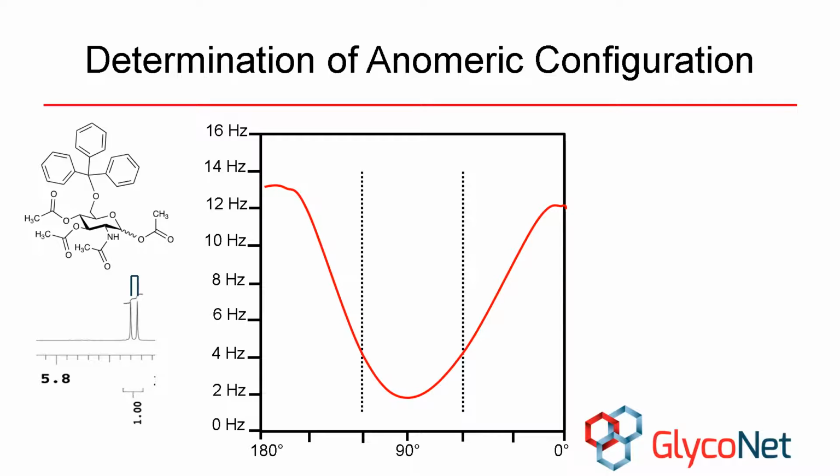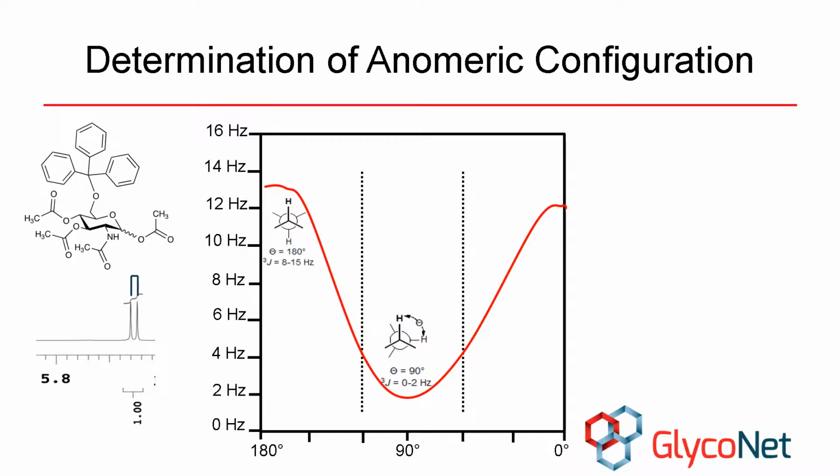When the torsional angle between 2 protons is 180 degrees, or the hydrogens are antiperiplanar to one another, we see very large coupling constants, typically between 8 and 15 Hz. As the angle between the hydrogens decreases to 90 degrees, the coupling constant also decreases. At 90 degrees, the coupling constant is at its lowest, between 0 and 2 Hz.